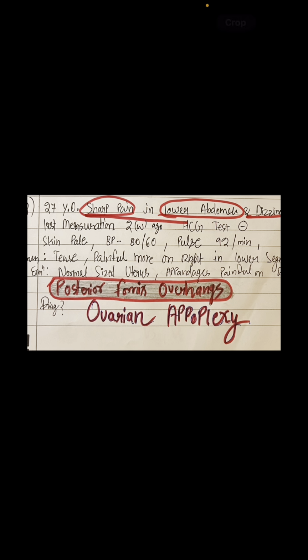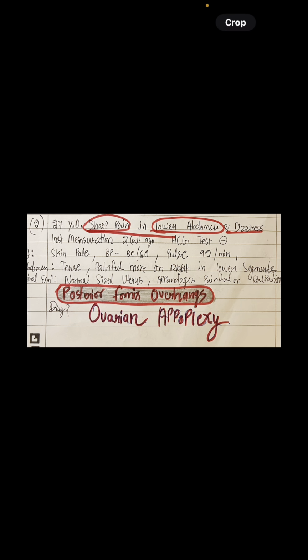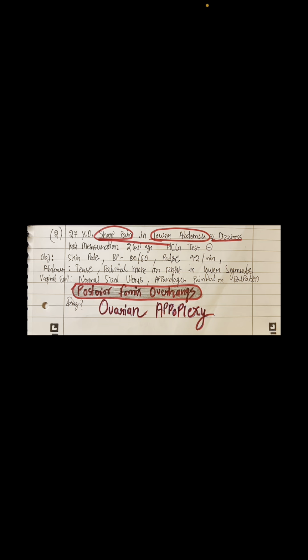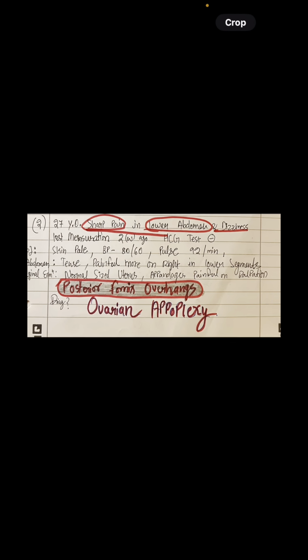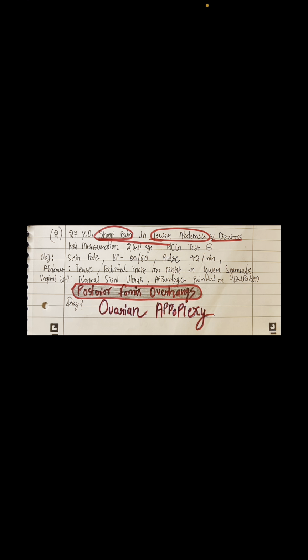Another patient is 27 years old and states that there is sharp pain in the lower abdomen again. The HCG test is negative because there is no pregnancy. Last menstruation was 2 weeks ago. Skin is pale. BP is severely low. Why? You know that there would be blood loss for sure. That's why the BP is severely low. Pulse is 92. Abdomen is tense, painful, more on the right in the lower segment, because probably the right ovary would have ruptured.